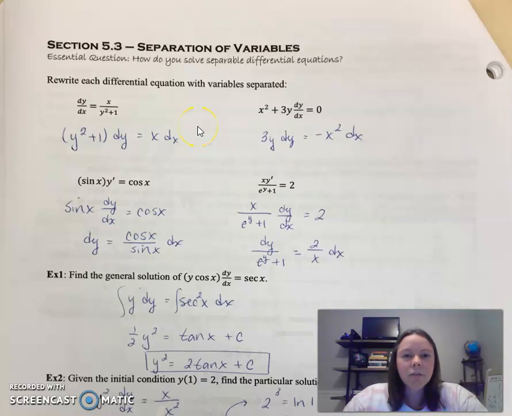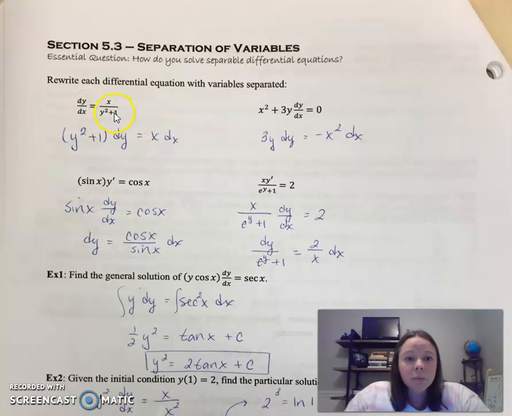Hello, this is section 5.3 for Calc AB, and today we'll be talking about separation of variables. We've already emphasized the importance in section 5.2, so we're just going to get into more complex differential equations in this section. Just like in the last section, it is extremely important to make sure you get all of your y's on one side, all of your x's on the other. Your dy and your dx will always be in the numerator and multiplied. That's very, very important.